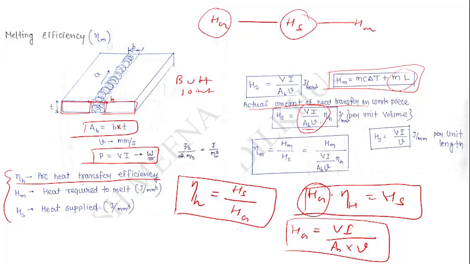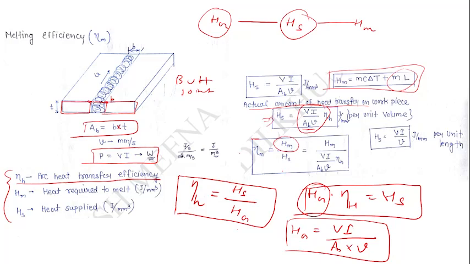Okay, are you getting what I'm trying to say? Then melting efficiency. Whatever heat is supplied, the full heat will not be utilized for the melting, right? There will be some loss, and that will be represented by the melting efficiency. So now your melting efficiency will be heat melted divided by heat supplied. So for heat supplied, we got this formula.